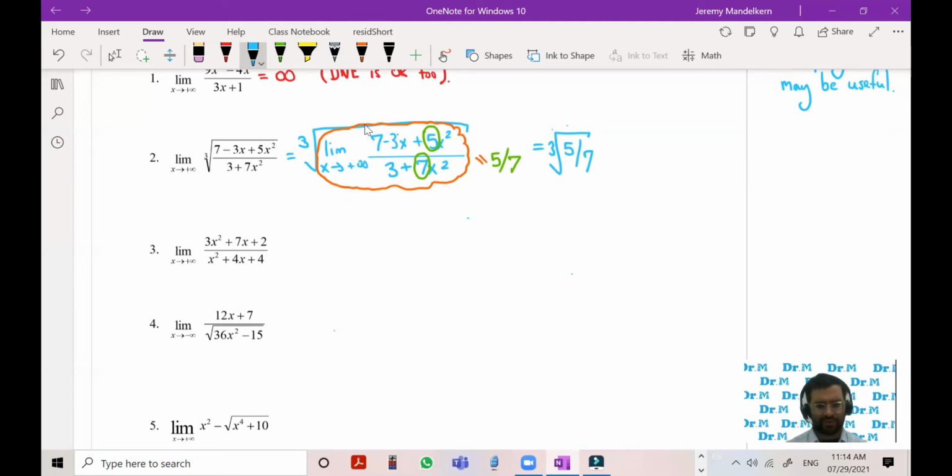And for the next problem, we'll go ahead and observe that this is just a straight rational function, limit as x goes to infinity. So we can go ahead and right off the bat, just take the ratio of the leading coefficients, which is going to be 3 over 1. Hence, the value for this limit is going to be just 3.